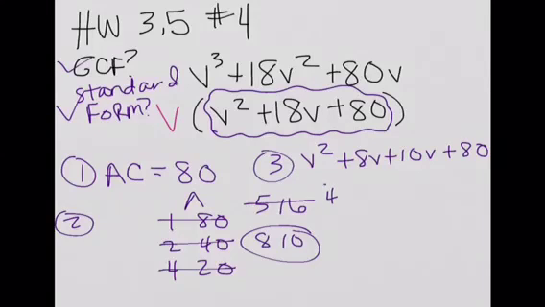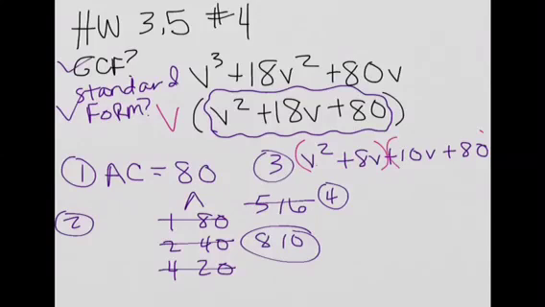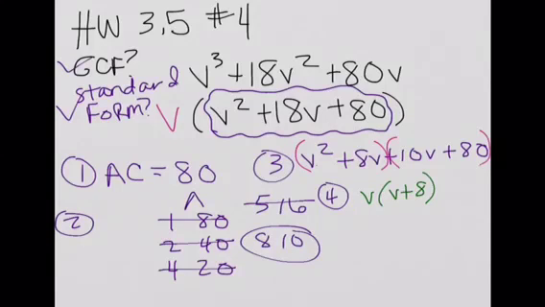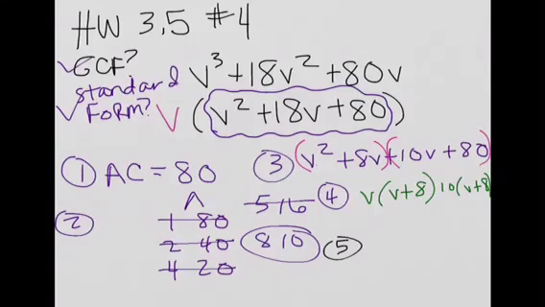Okay, step number 4 is I need to do my factor by grouping. So here's my first group, my second group, and I'm just going to pull out what they have in common. This guy has a v, so I'm left with v plus 8. I know my leftovers on the other one better be v plus 8, or else I'm in trouble. And it looks like I could pull a 10 out, and I'm left with v plus 8. So if I rewrite this, which is step number 5, I have v plus 8 times v plus 10.